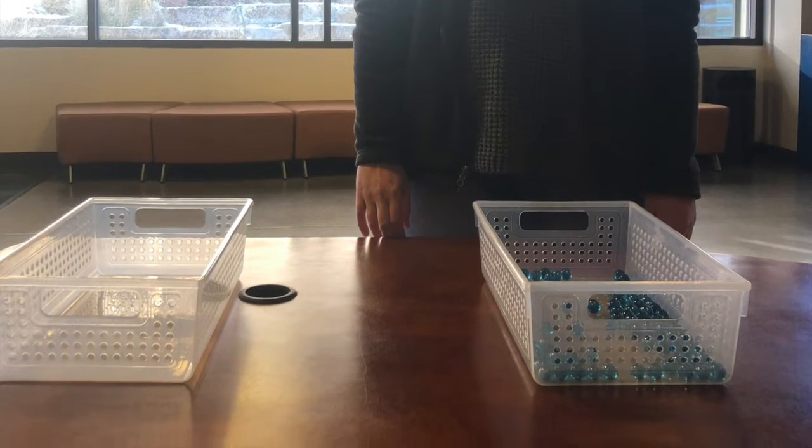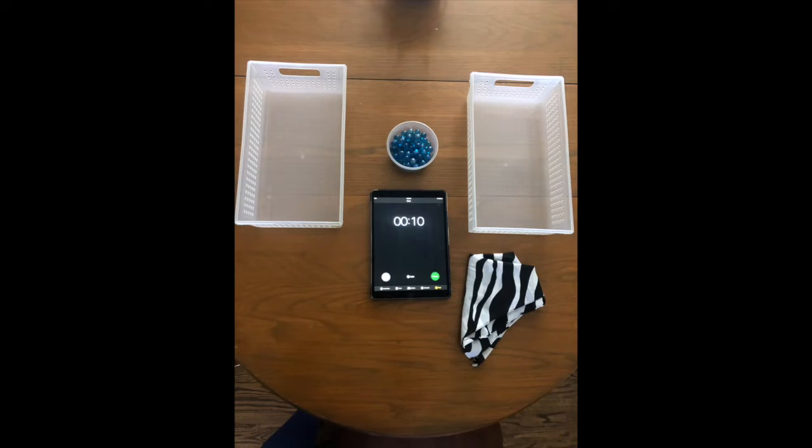the marble transfer reaction. Here is the setup for this demonstration. You will need 2 boxes to represent the beginning and end of your reaction, marbles, which will be your substrates, a timer to time the rate of product being formed, and a blindfold, which will prevent the enzyme, which is me, from easily seeing the substrates during transport.